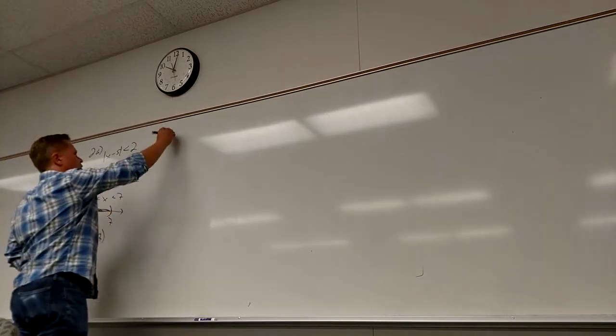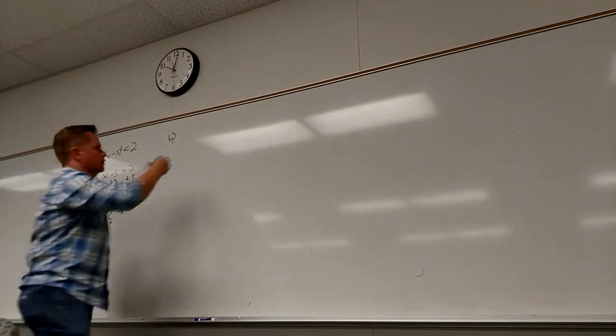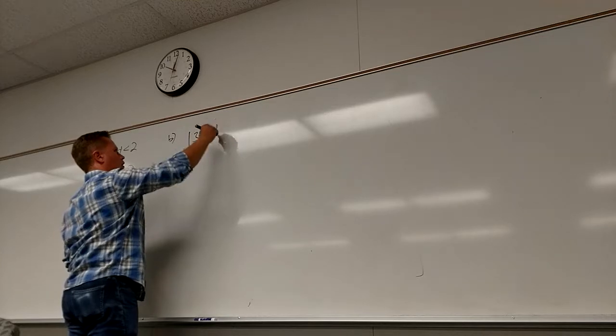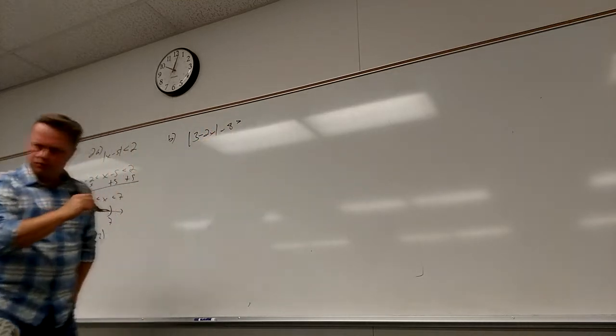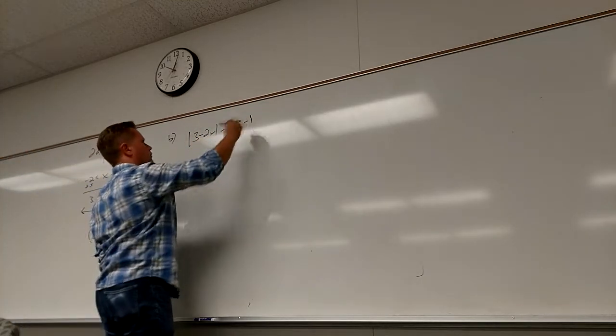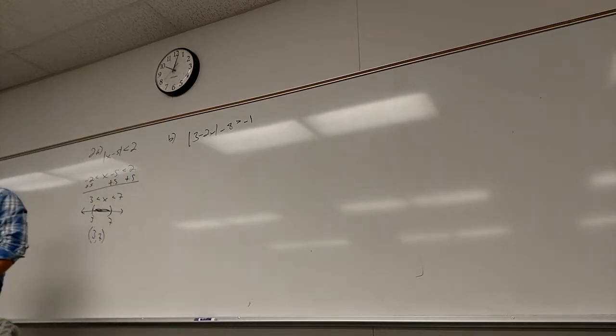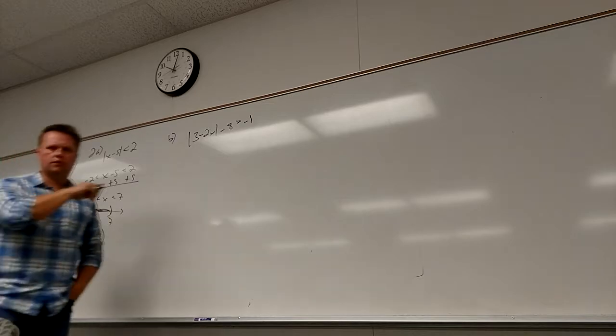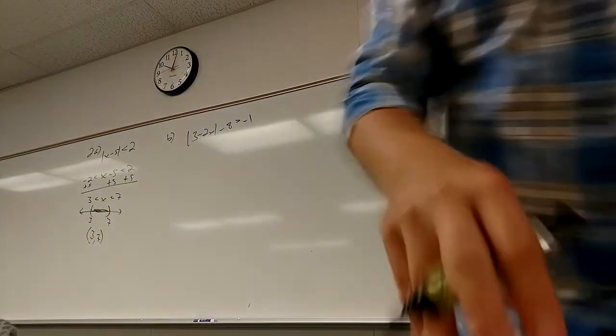So part B has got this. That's great. So of course the first thing I have to do is add the 8. Right? Get the absolute value part by itself.